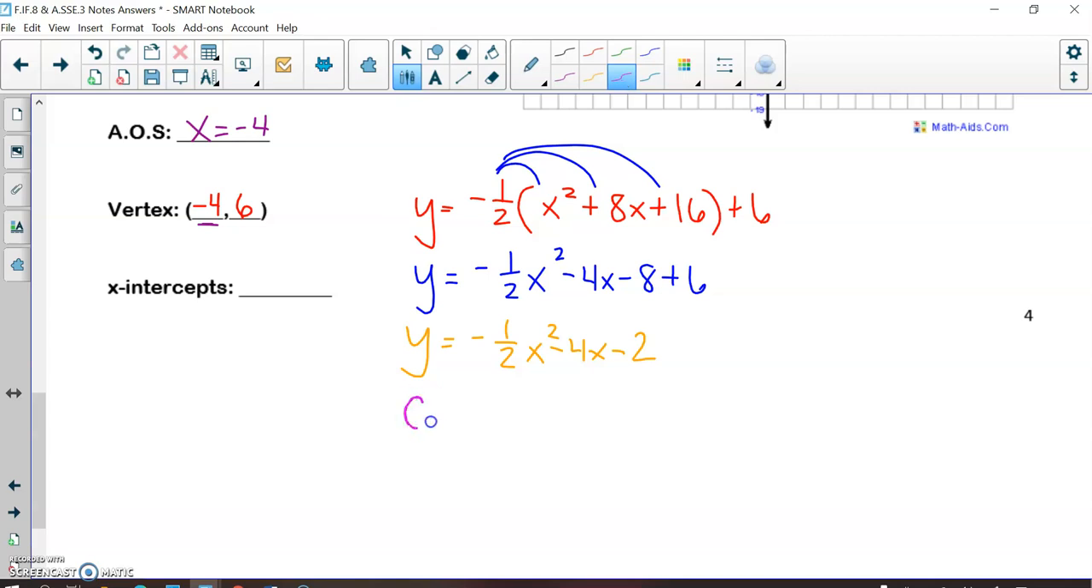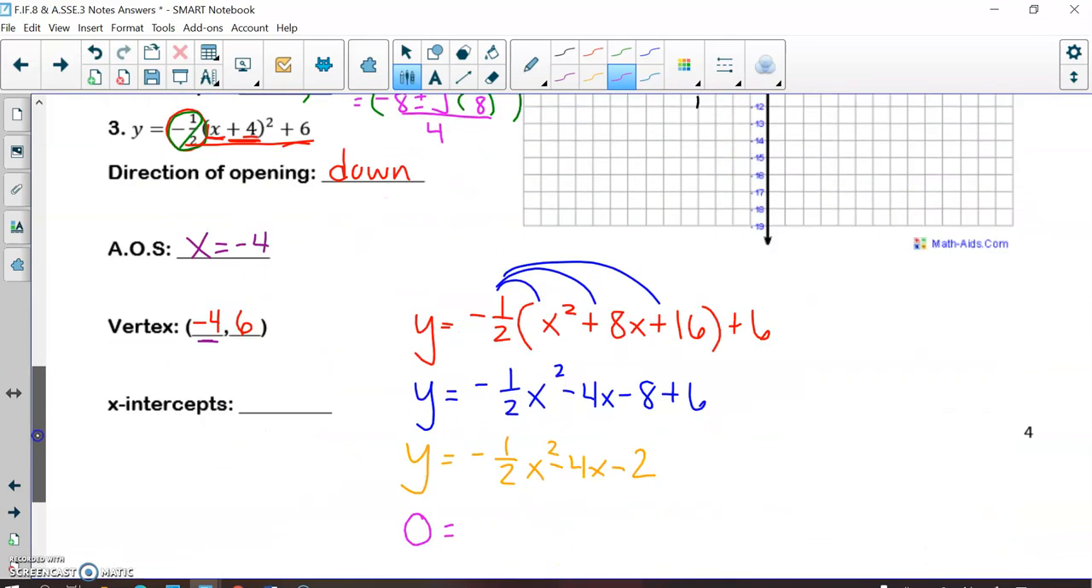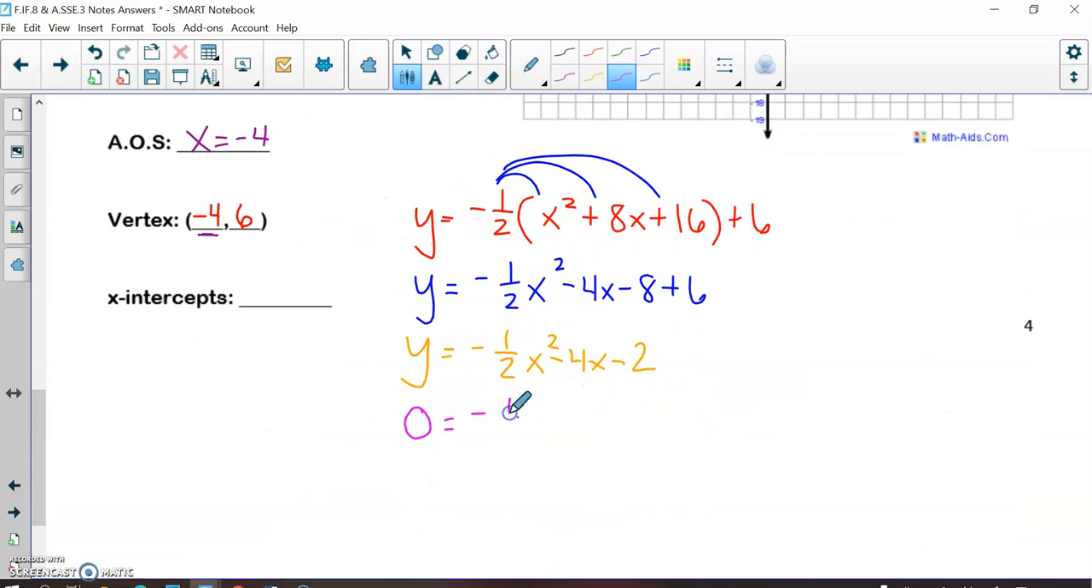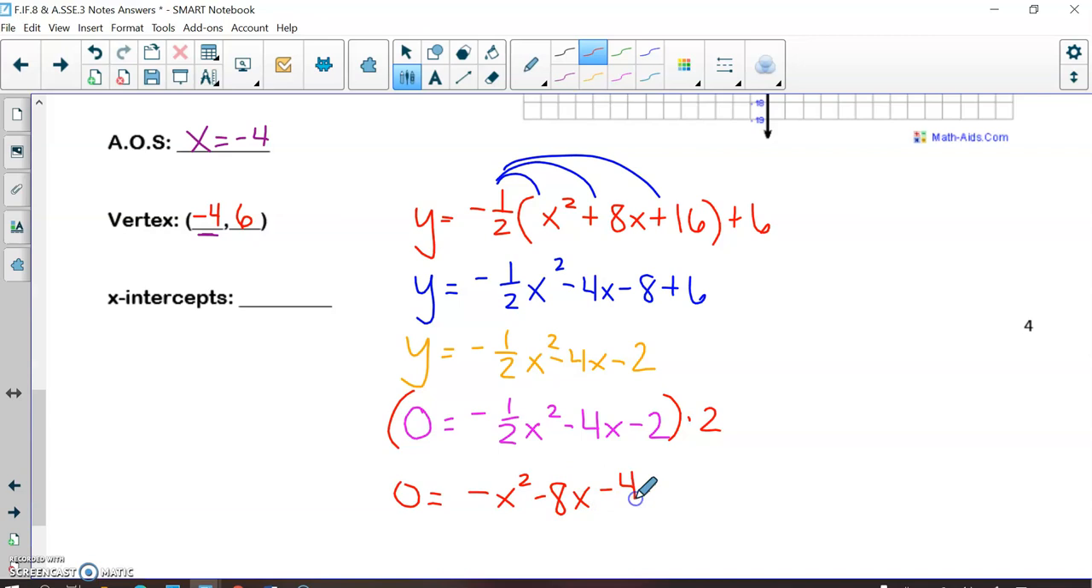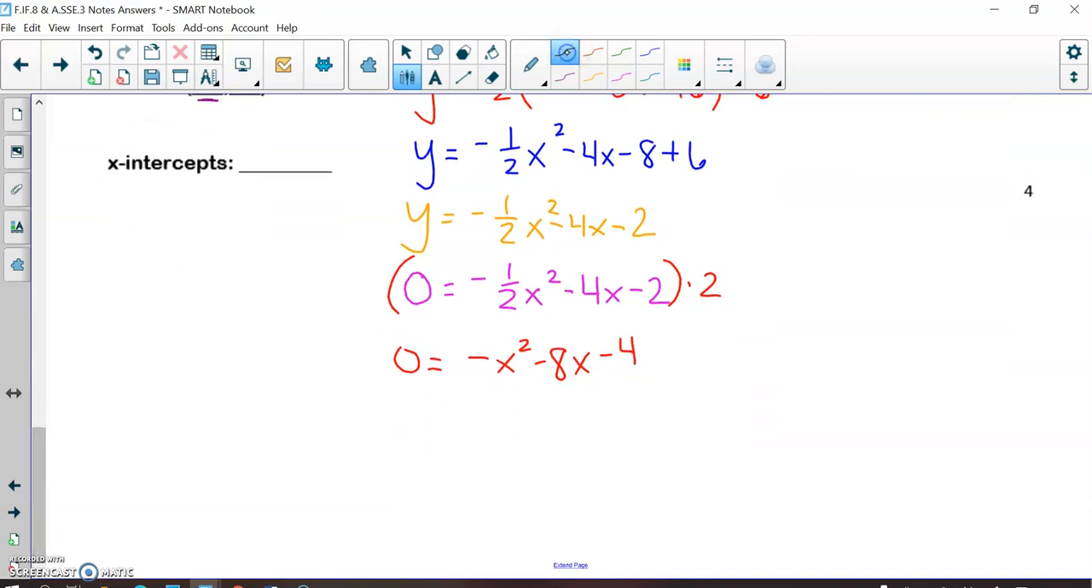So to find our x-intercepts, I didn't say this for the rest of these, but we should be substituting 0 in for y when we're finding our x-intercepts. And now what I'm going to have you do, because we haven't worked with any fractions, is multiply this entire equation by 2. So I have 0 is equal to negative x squared minus an 8x minus a 4. And now let's do that quadratic formula.